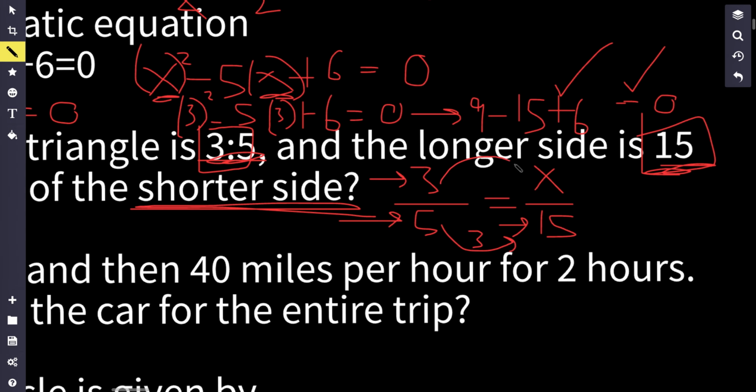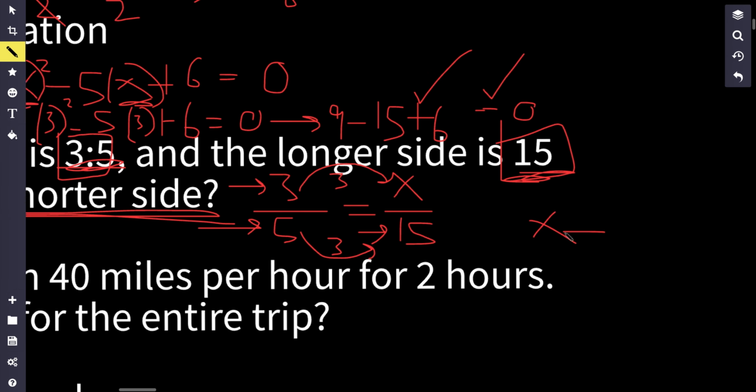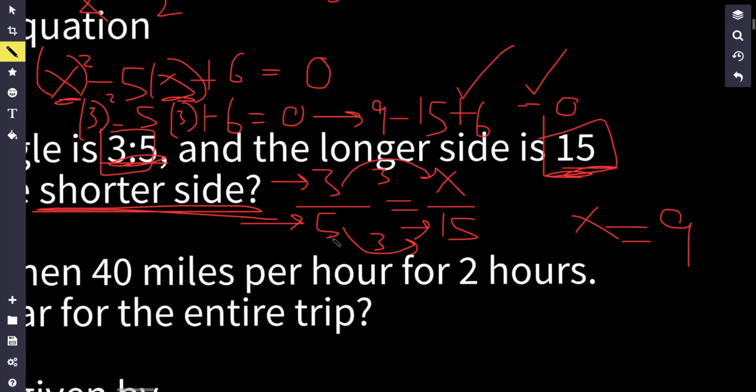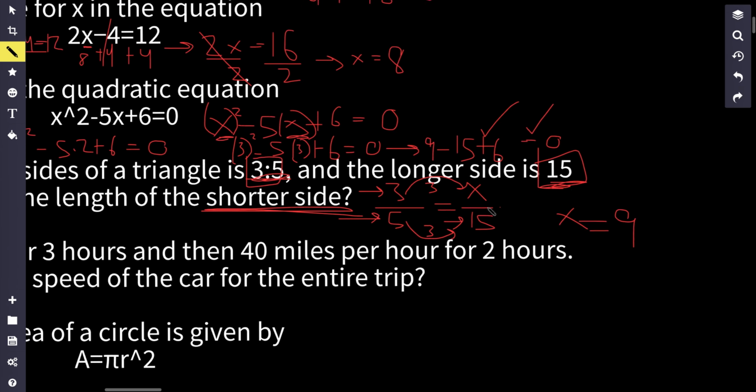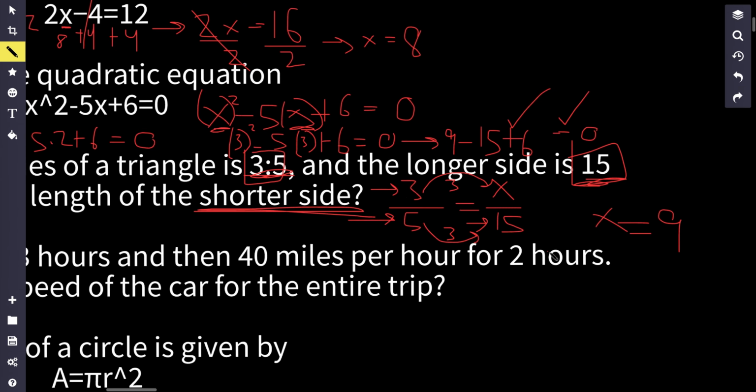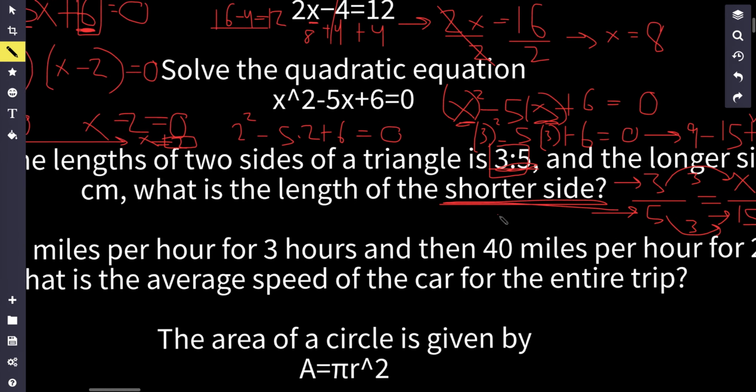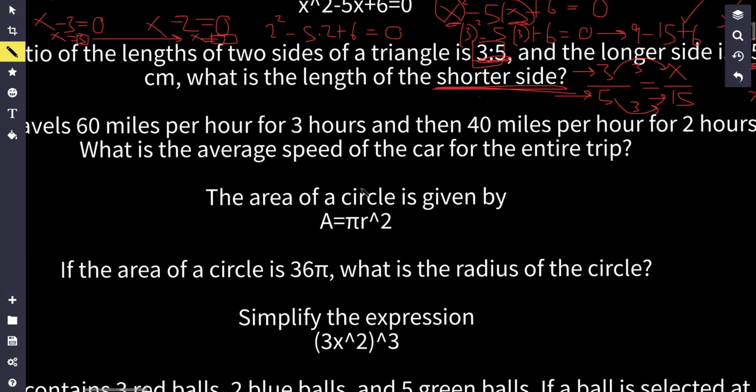So if I multiply this by 3, I get that x is equal to 9, right? If 5 times 3 gives us 15, well then if I multiply the numerator by 3, I should get x. So x is equal to 9. Or you could just cross multiply and solve it. Same thing. So the length of the shorter side is 9.